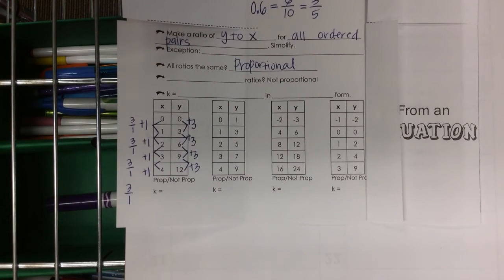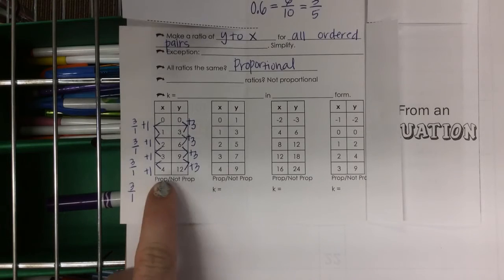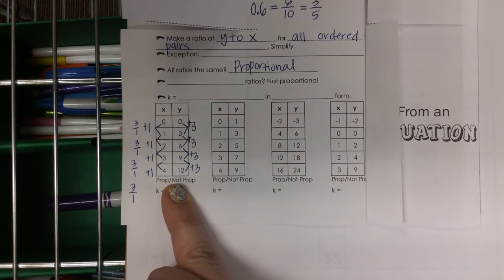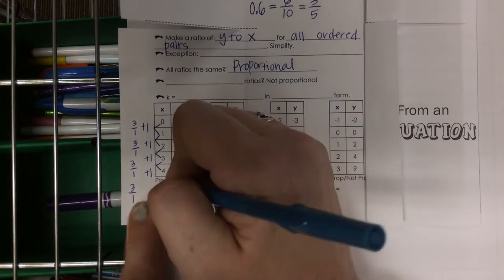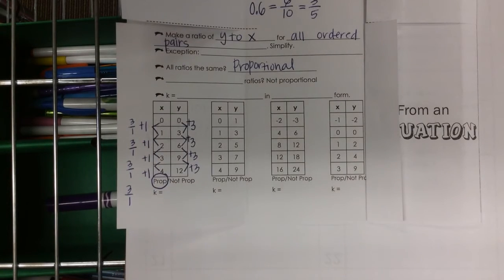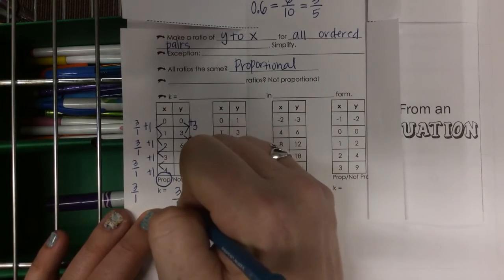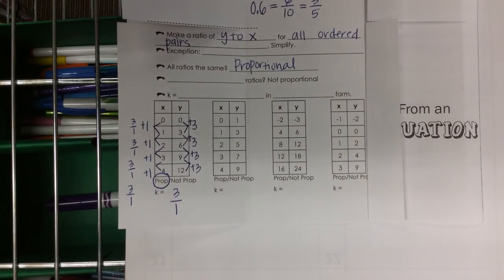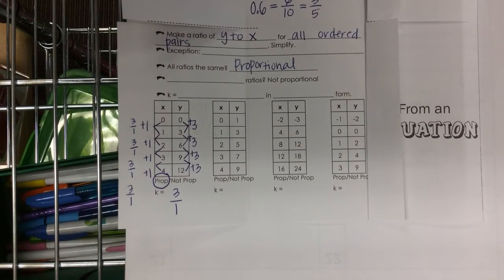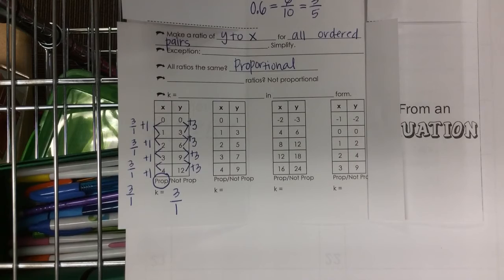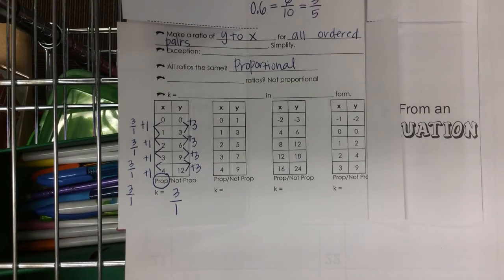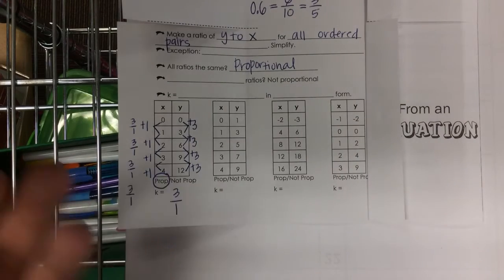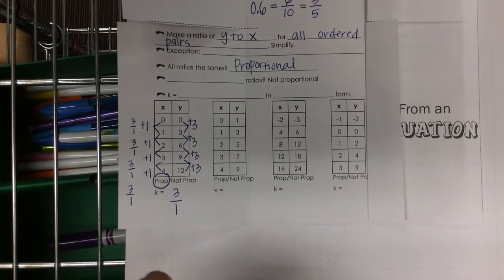So is this proportional? Is it prop or no prop? It's proportional. And what's the rate of change? What's the K? 3 over 1. Let's try another one. Let's do all the y's at once and then all the x's at once. Maybe that'll go faster.